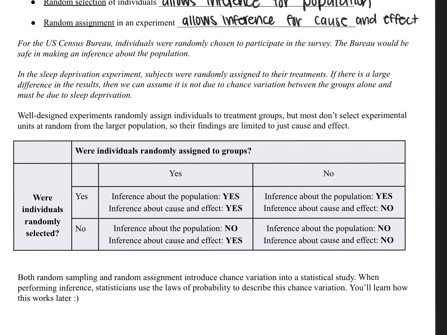So kind of a breakdown of this. If you randomly selected and randomly assigned to groups, you can make an inference about both. And then it continues on.